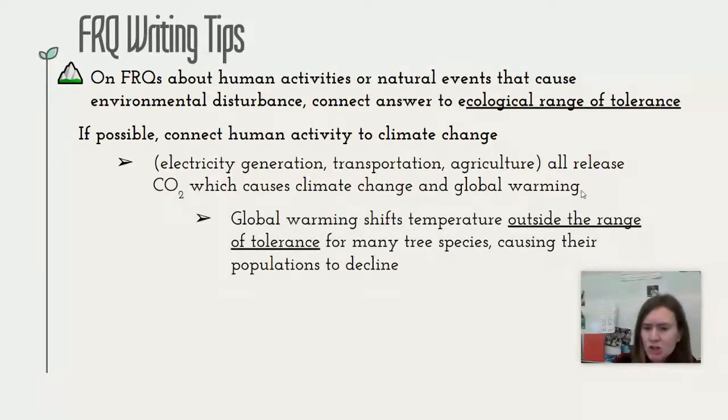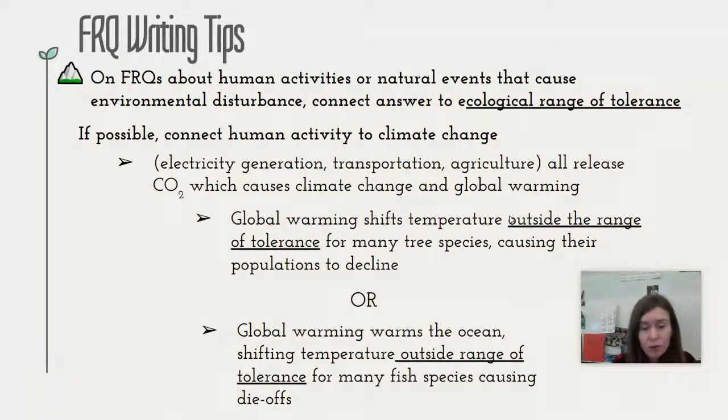Okay, global warming shifts temperature outside the range of tolerance. There's your money word. There's the point, okay? You have to say that. Shifts temperatures outside the range of tolerance for many tree species, causing their populations to decline. Okay, so the cause, global warming is shifting temperature. The effect, it's outside of the range of tolerance. And here's what happens, causing the population to decline. Or global warming warms the ocean, shifting temperature outside the range of tolerance for many fish species, causing die-offs, death.